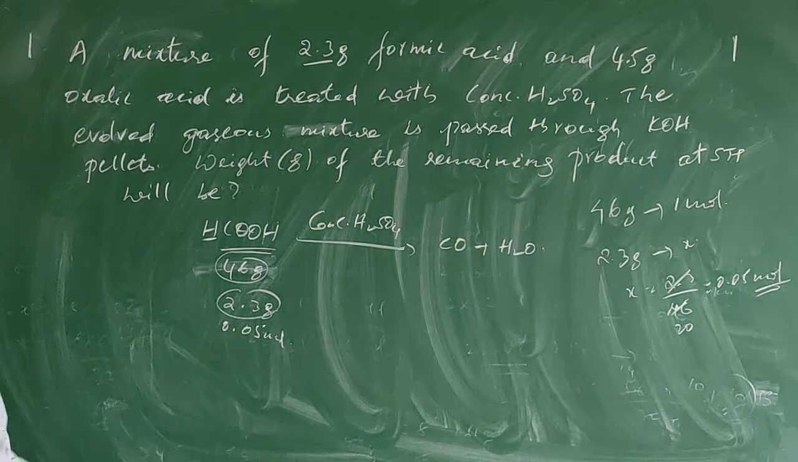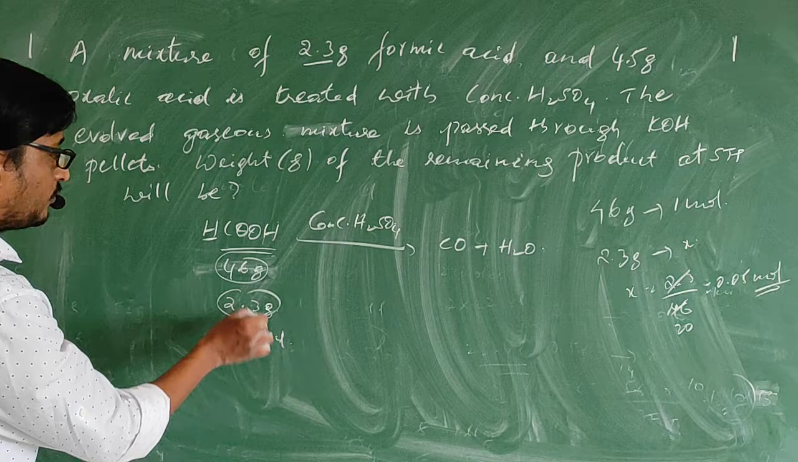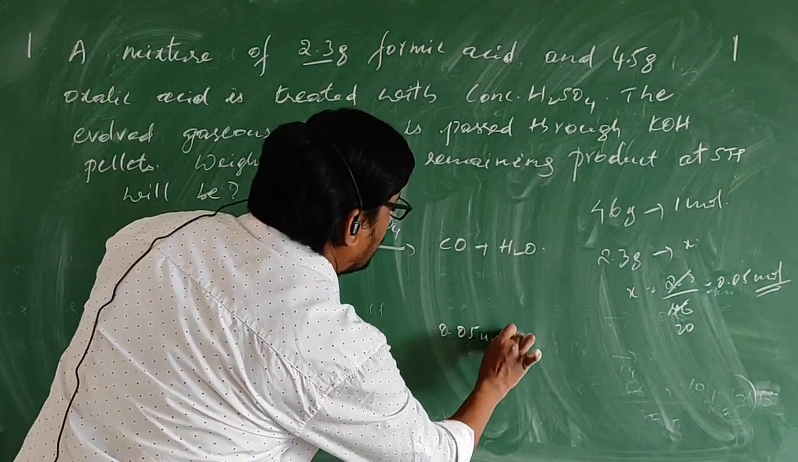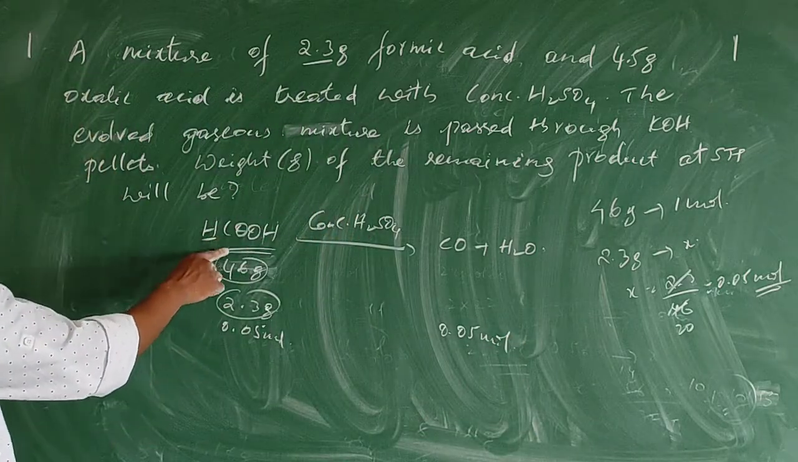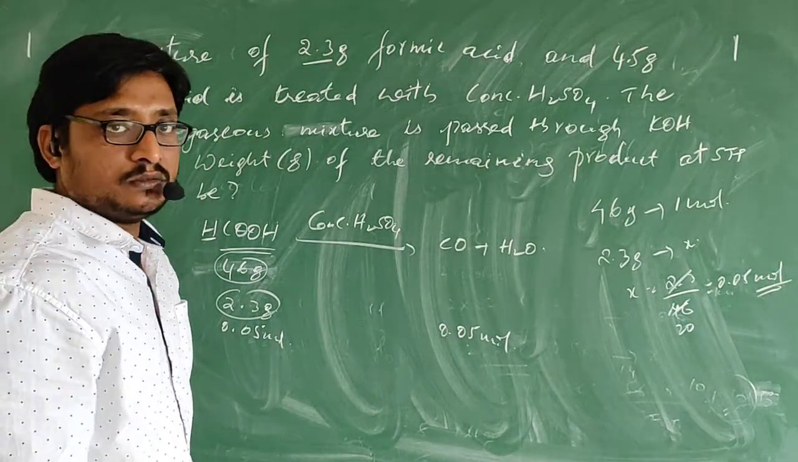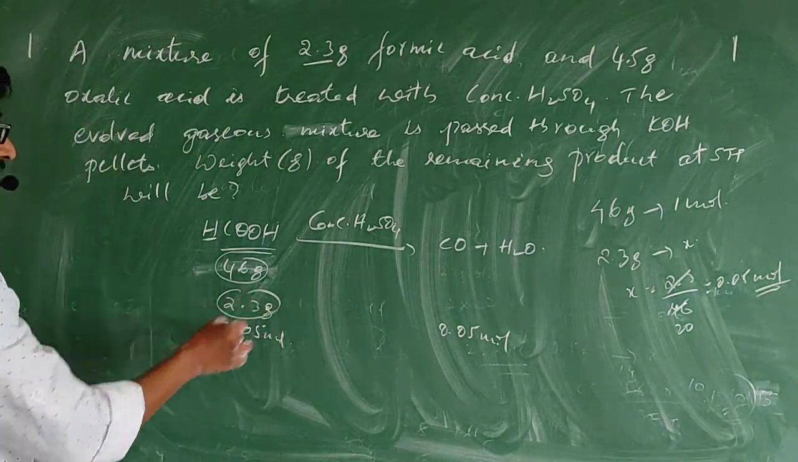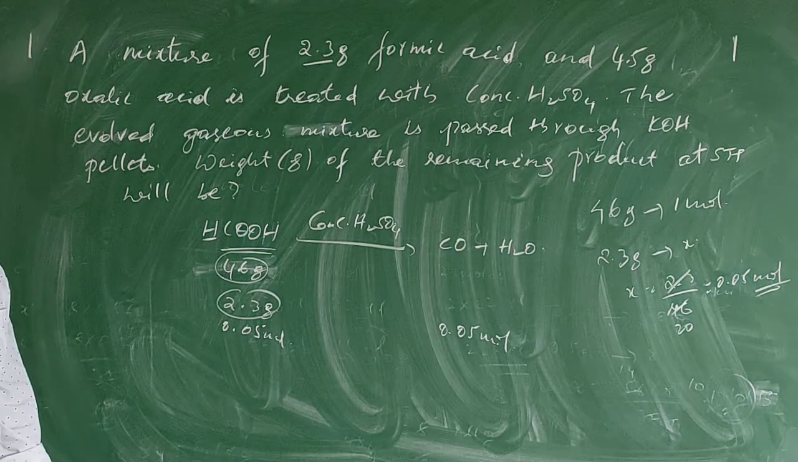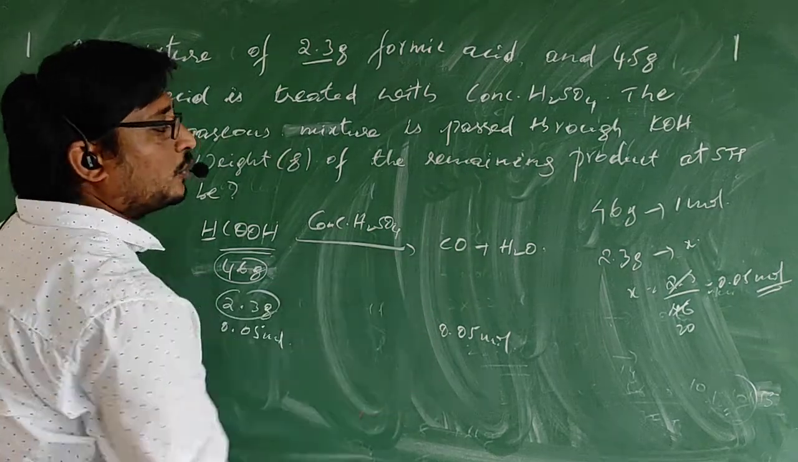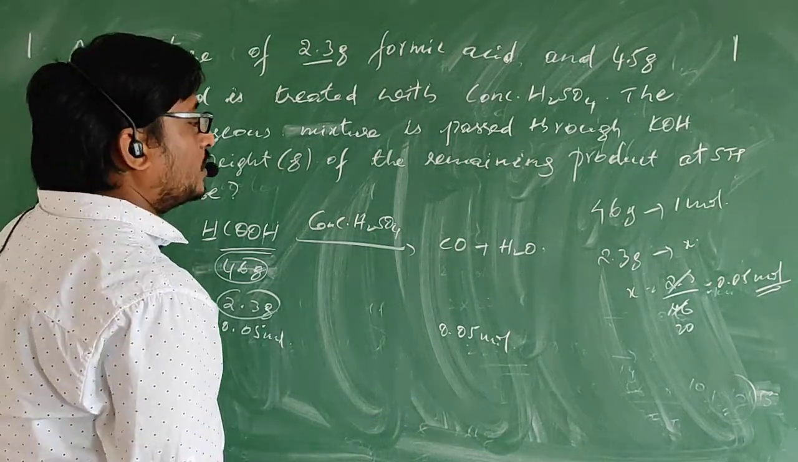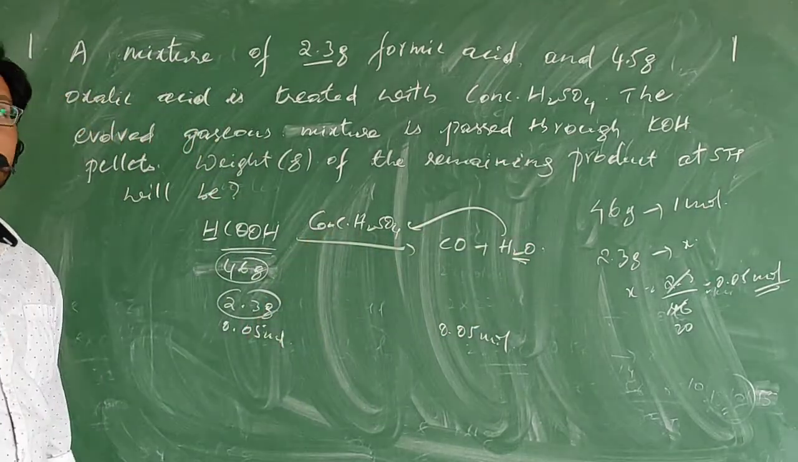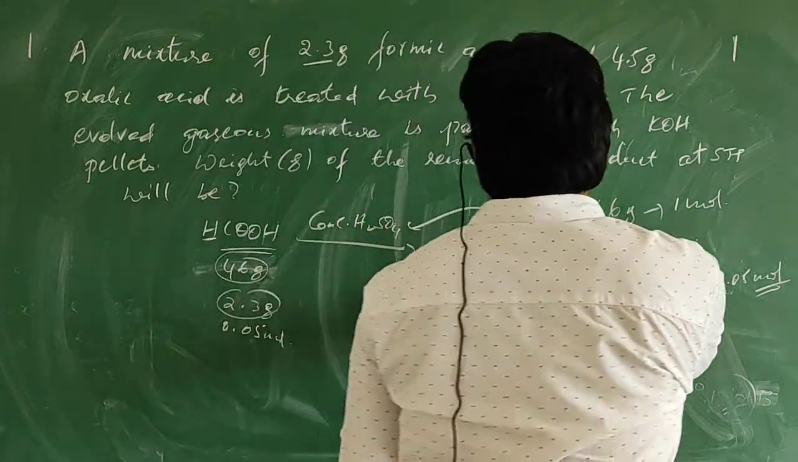So 0.05 mole of formic acid can form 0.05 mole of carbon monoxide, because every 1 mole of formic acid forms 1 mole of CO and 1 mole of H2O. Here 2.3 grams means it is representing 0.05 mole. So 0.05 mole of formic acid will also form 0.05 mole of carbon monoxide. The H2O which gets produced will get absorbed into the concentrated sulfuric acid, so we don't bother about this H2O.